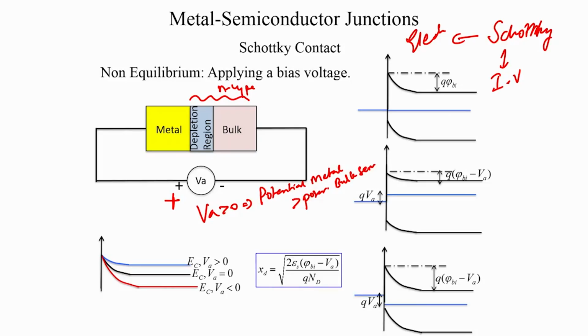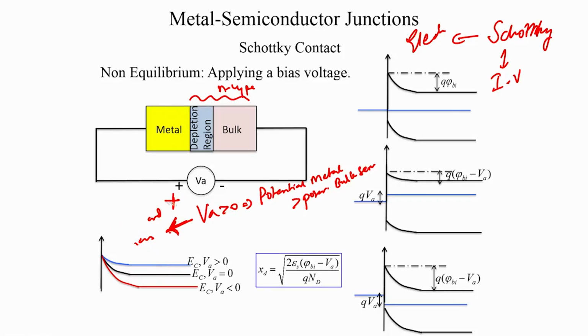Now, we will call V A being greater than 0 as forward bias. You might have heard this term in the context of diodes, and in fact, the Schottky junction does behave like a diode. Although we have not formally discussed diodes, if you have heard of diodes before, then you might have heard the term forward bias. Nevertheless, let us call this condition forward bias. And when V A is less than 0, it is called reverse bias.